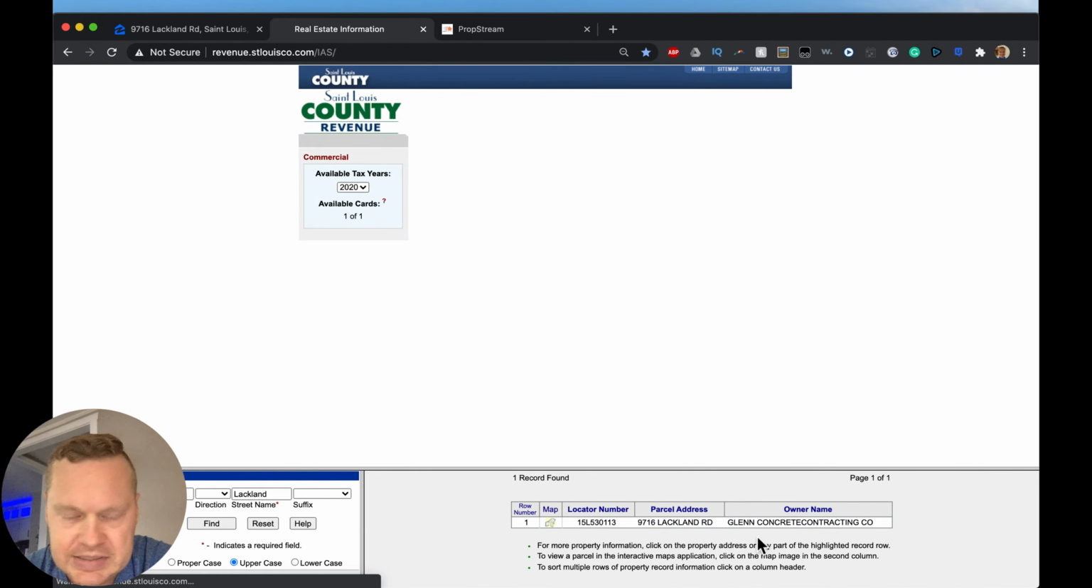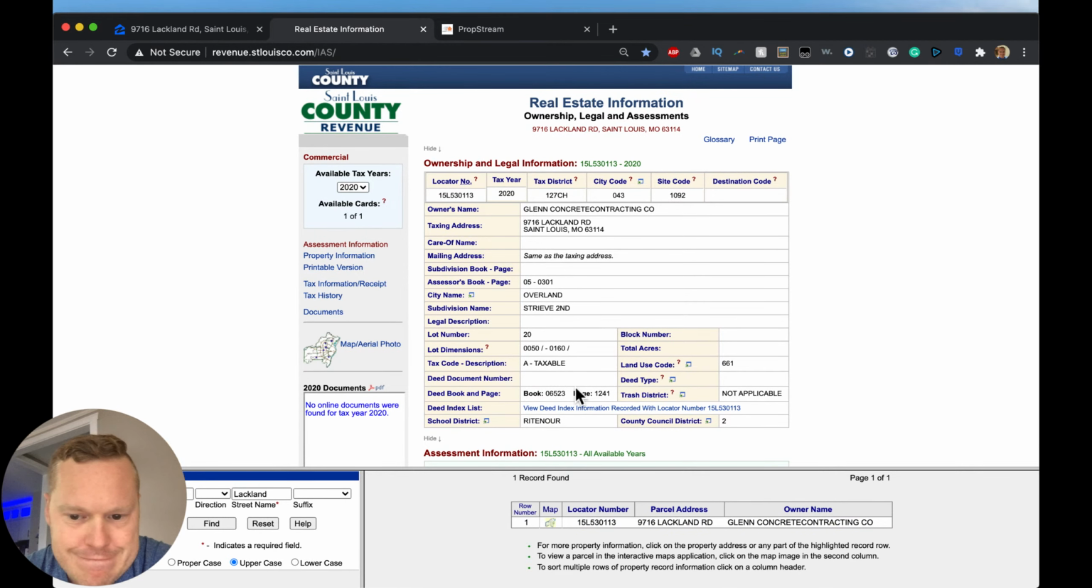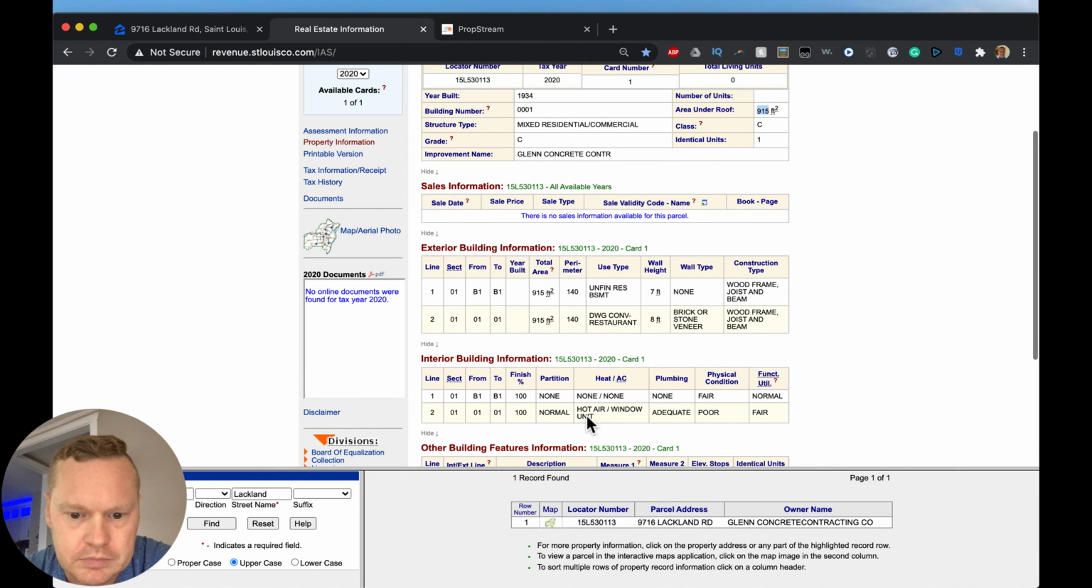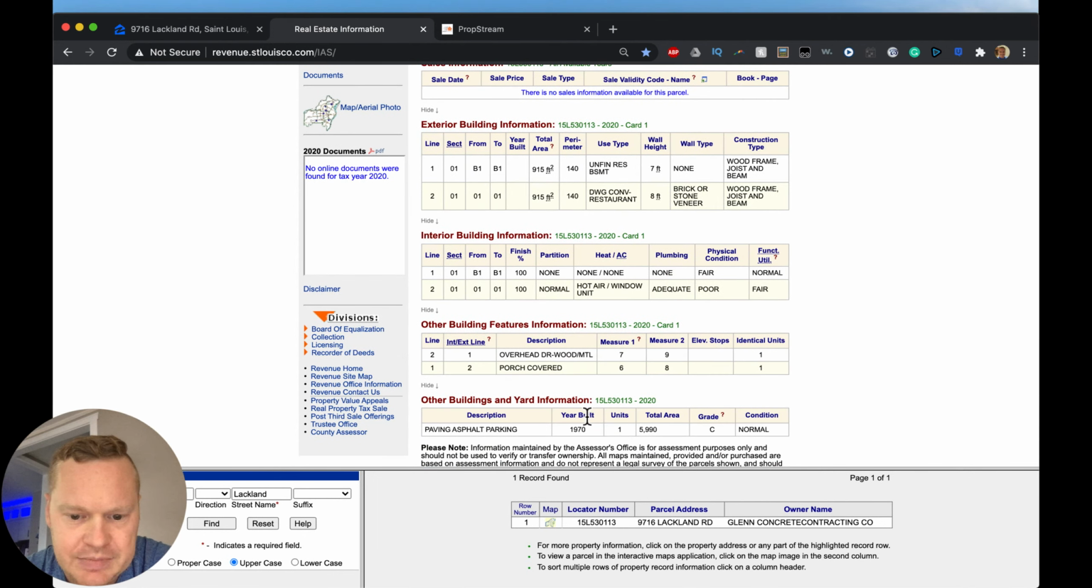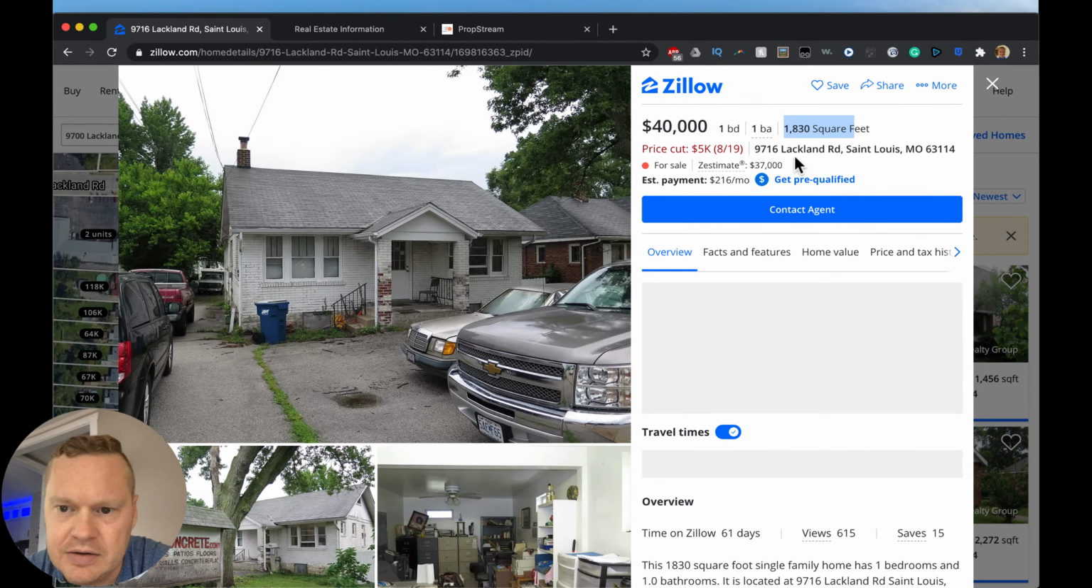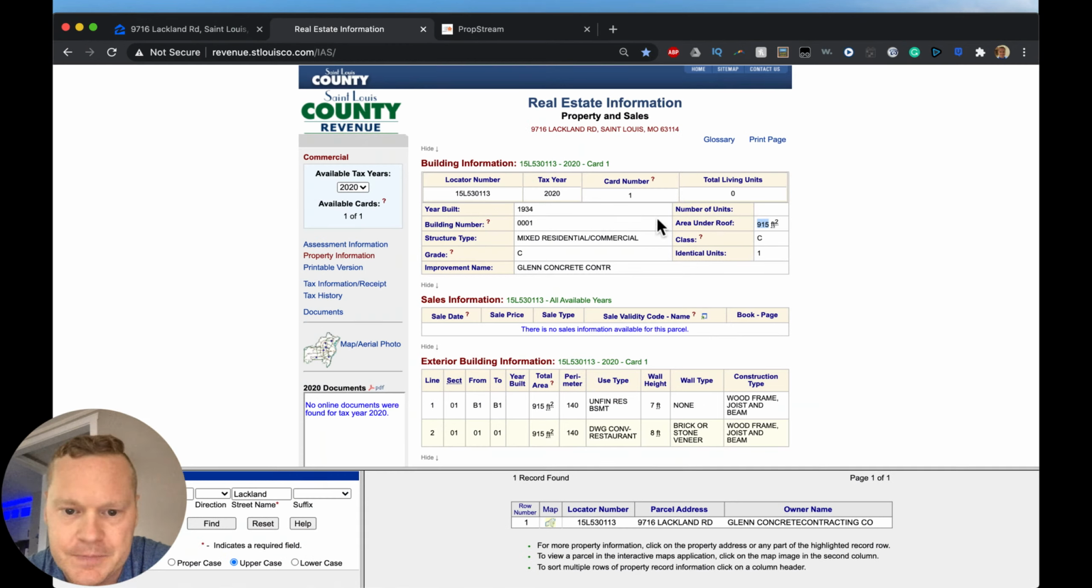All right, you can see it was owned by this contracting company. And we've got property info here. Area under roof, 915 square foot. And I believe that to be correct. Much more accurate than what we're seeing on 1830. And here I think I just figured out why. Because this is mixed use, it's showing this 915 square foot. It's showing it twice.